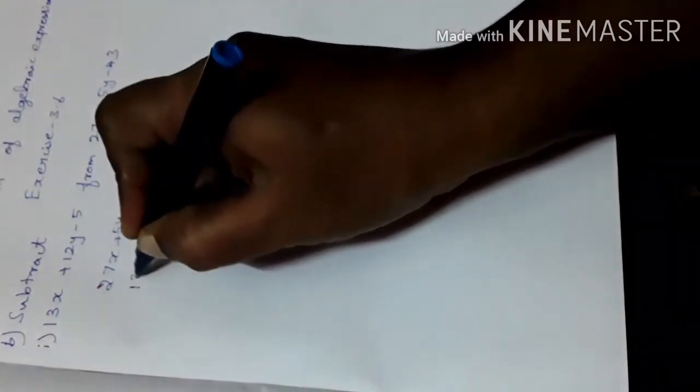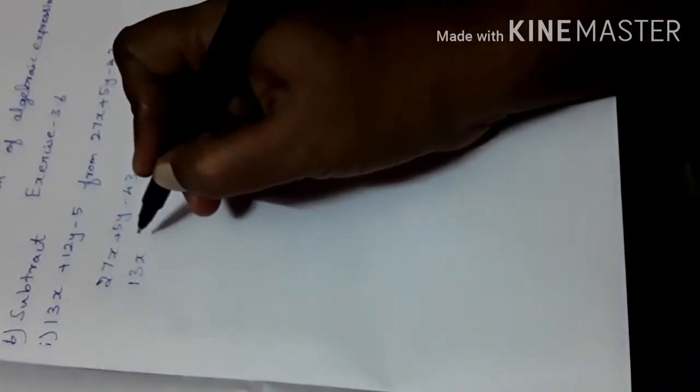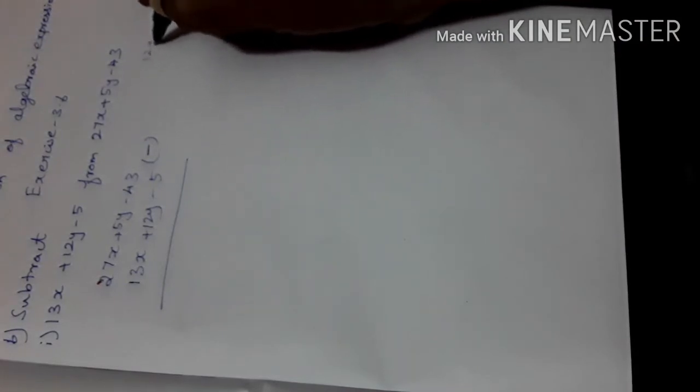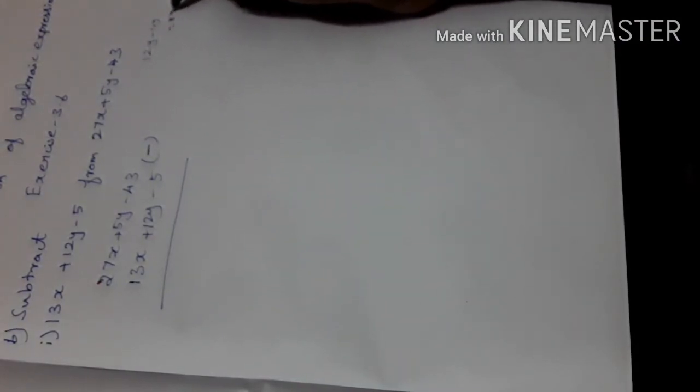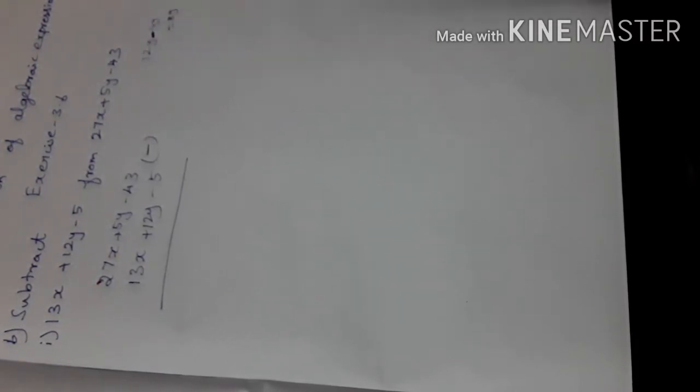Next, 13x. I told we have to write the like terms: 13x plus 12y minus 5. We are going to do the subtraction. Normally, in the first example I told, 12y minus 4y is equal to 8y. Directly, with two positive numbers we subtract and write 8y. But here we want to do the subtraction.